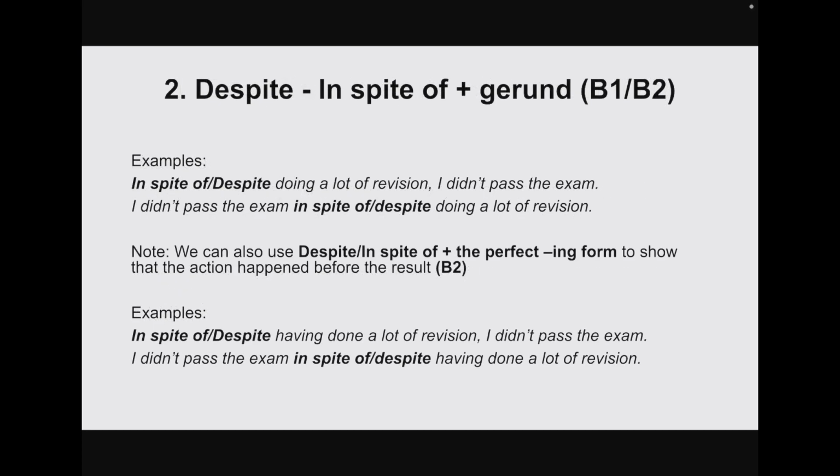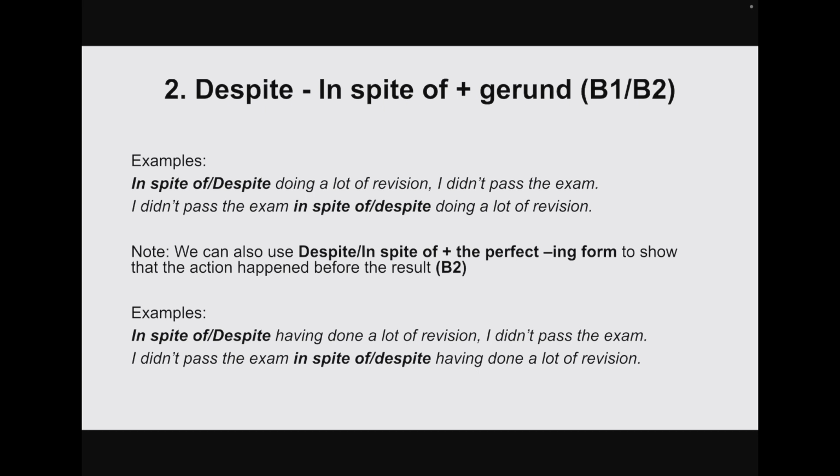Despite and in spite of may also be followed by a gerund. In this case, we are speaking about a B1/B2 expression. Let's have a look at the examples. In spite of doing a lot of revision, I didn't pass the exam. I didn't pass the exam in spite of doing a lot of revision. The two words are interchangeable, so you can use either despite or in spite of.